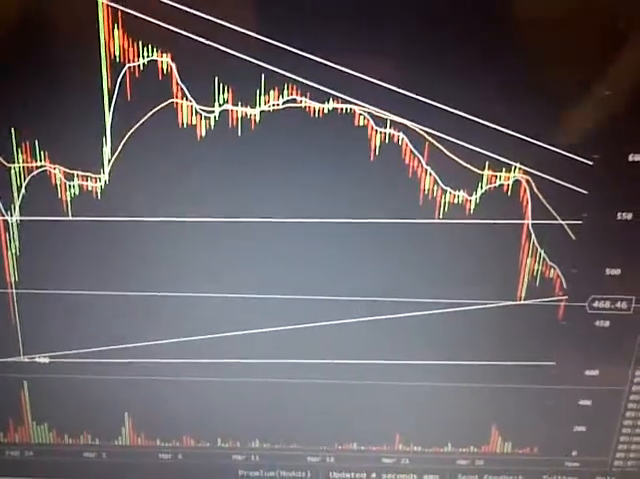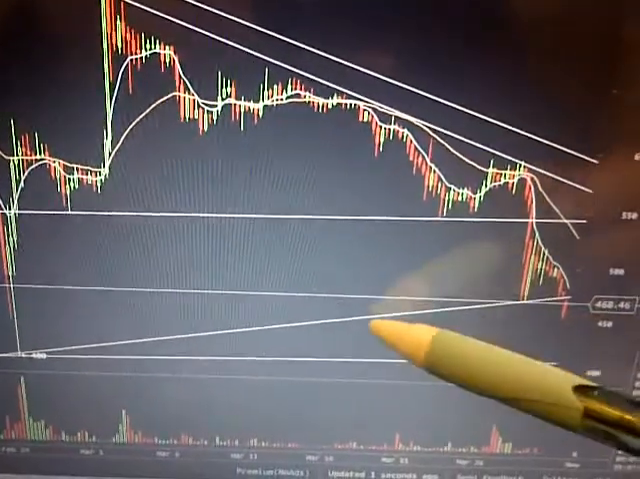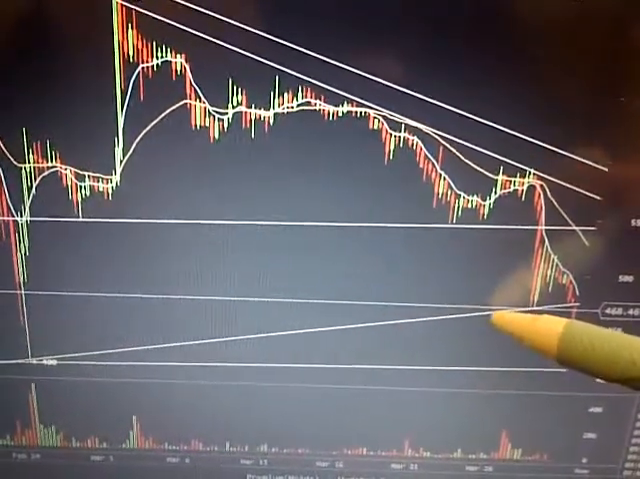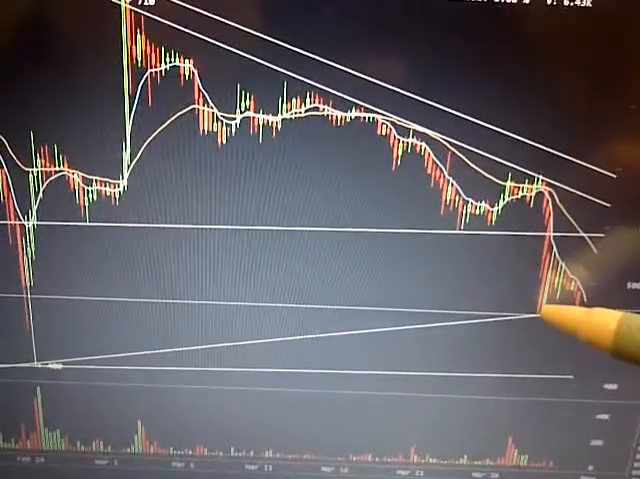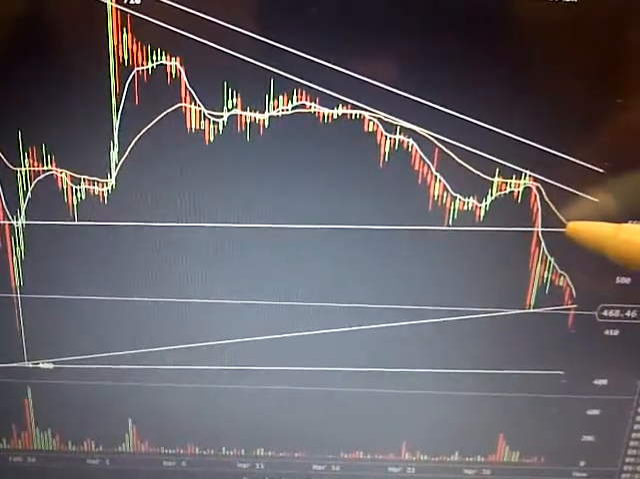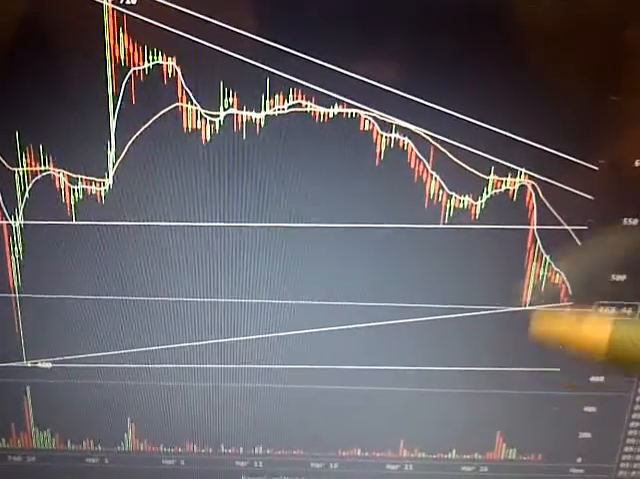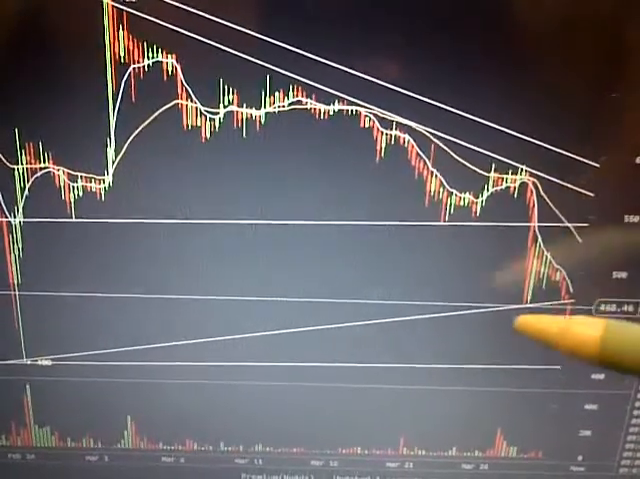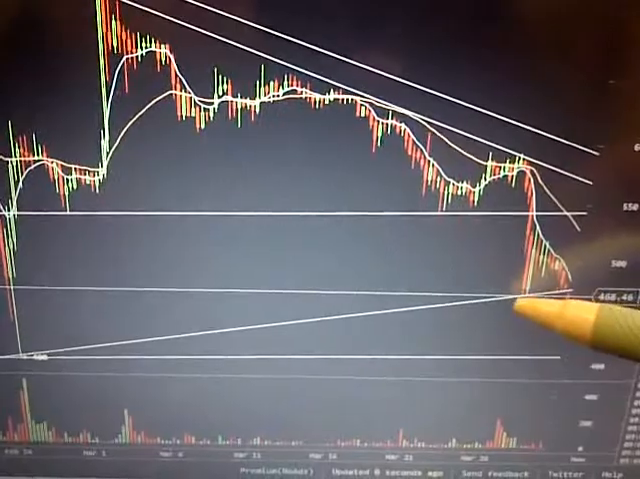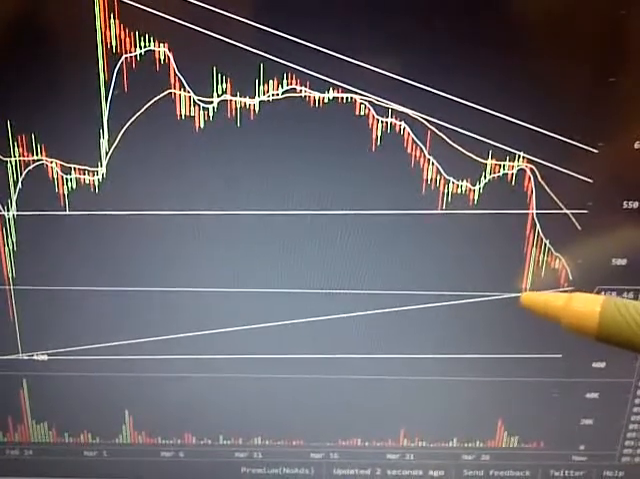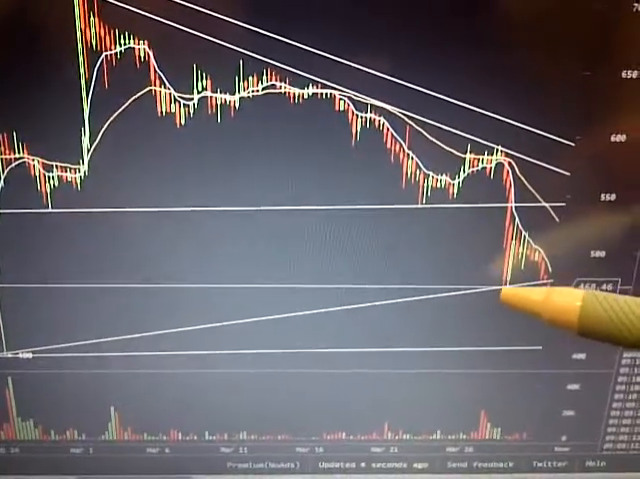And if you're wondering what this line was here, I drew this line because it stopped right here in the middle of breaking down from this support line and halfway down here, which made me wonder why it stopped here, and stopped at all three indices.